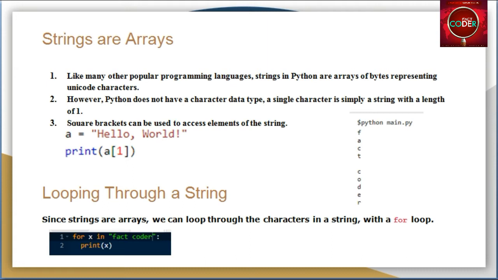Looping through a string. Suppose you want to loop a given string and print the value of each and every character in a string, then we can use a for loop. For example, for x in fat coder, if I'm printing the value of x, then character by character will be printed separately in the pattern which is displayed on the right.